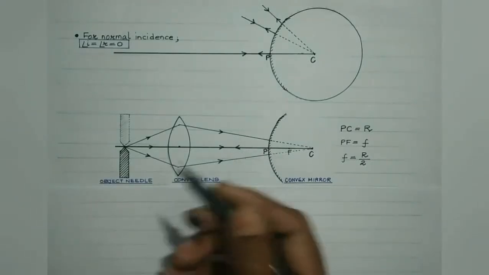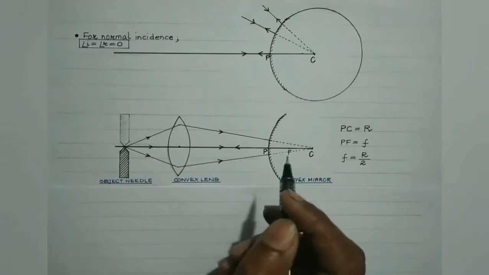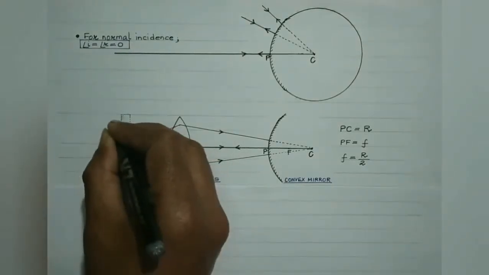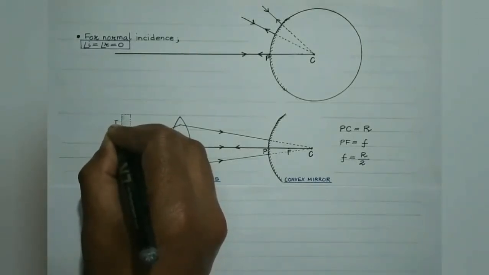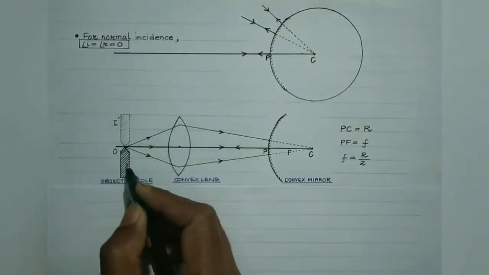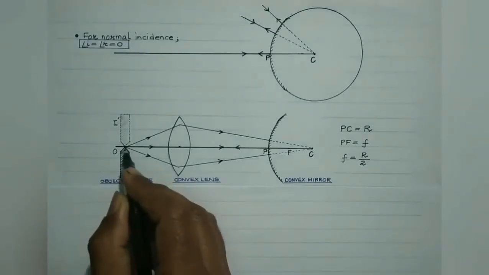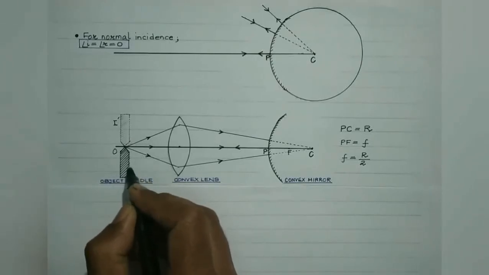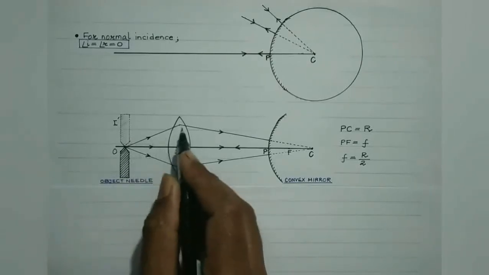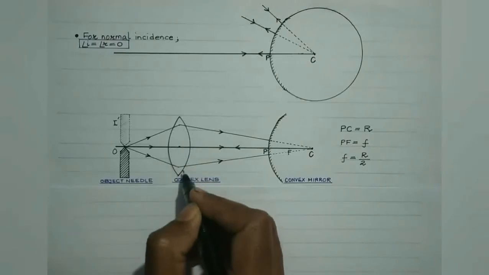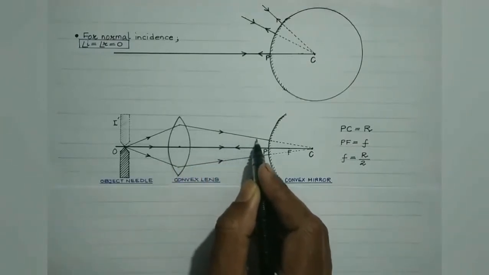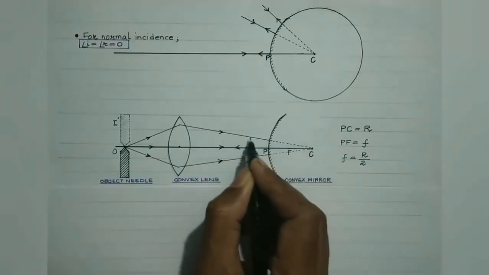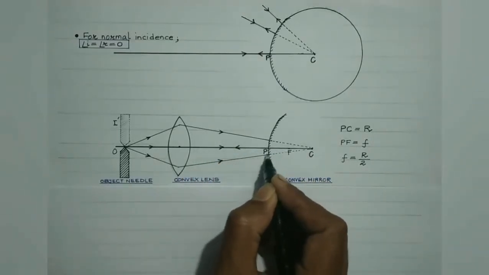Now students, this would happen only when the image I dash of this object O is formed at O itself, as shown in the diagram. That is, when the rays from the object needle after refraction through the convex lens fall normally on the convex mirror. So here the angle of incidence is 0 degree.